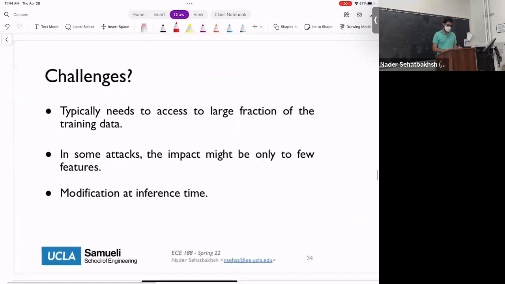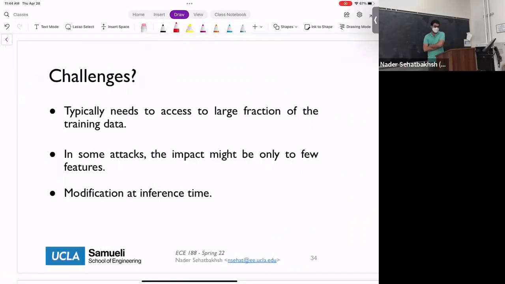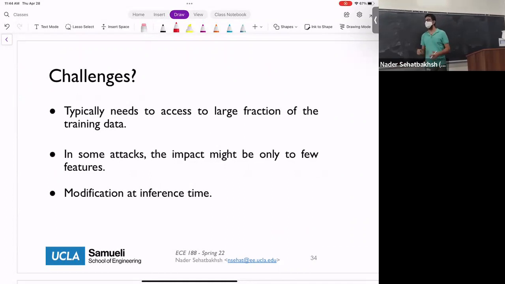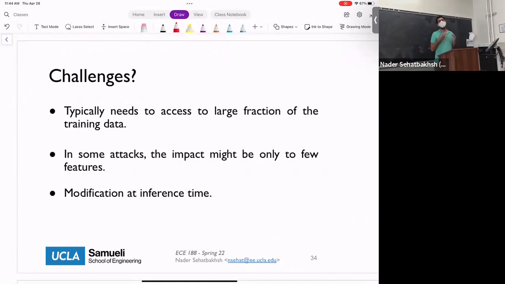So let's talk about the challenges quickly. First of all, typically in order for the poisoning attack to work, you need to attack and infect a decent portion of your training data. We're talking about somewhere between 10 to 20% of your training size. And this may not be an easy task, because we're talking about changing the labels, and that itself might be a very challenging thing to do.